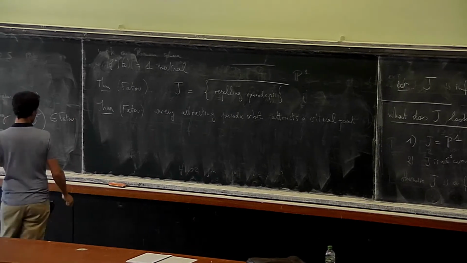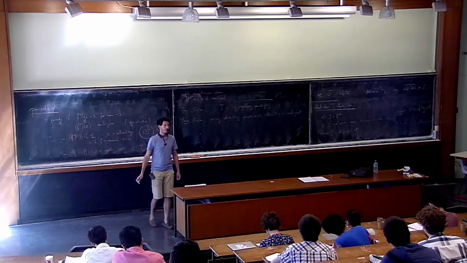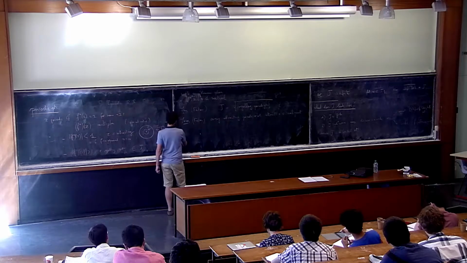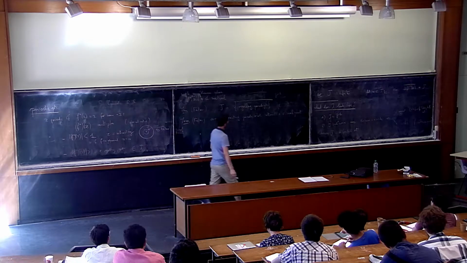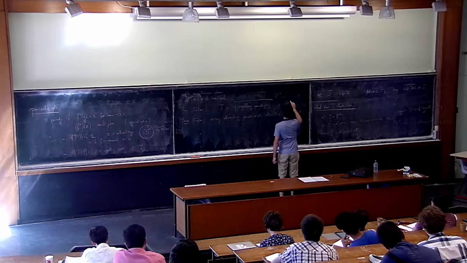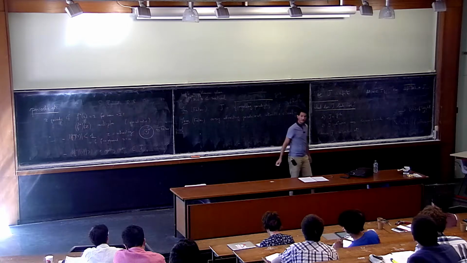So if you have an attracting point somewhere, let's say it's a fixed point, so let me make the proof. What do you mean by critical point? A point where the derivative vanishes, F prime of Z equals 0.